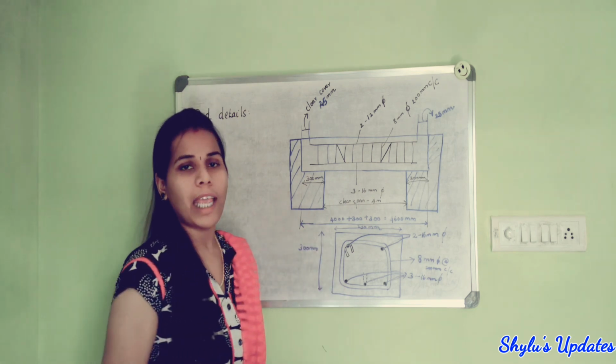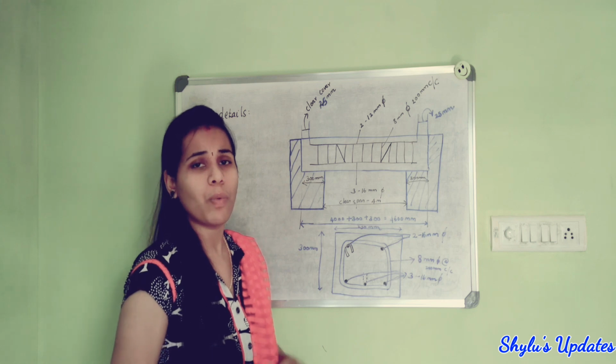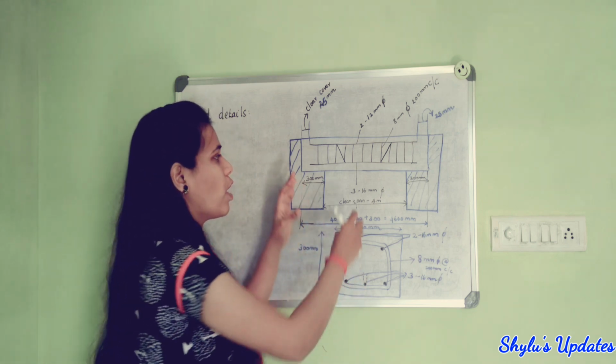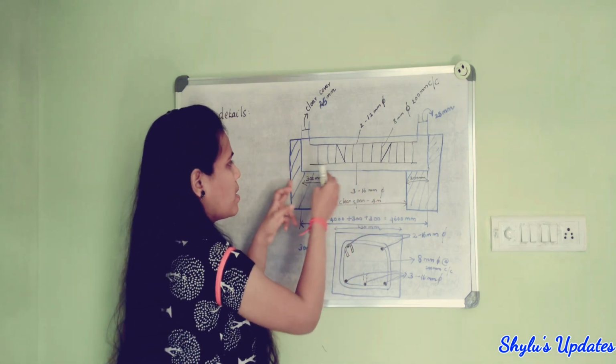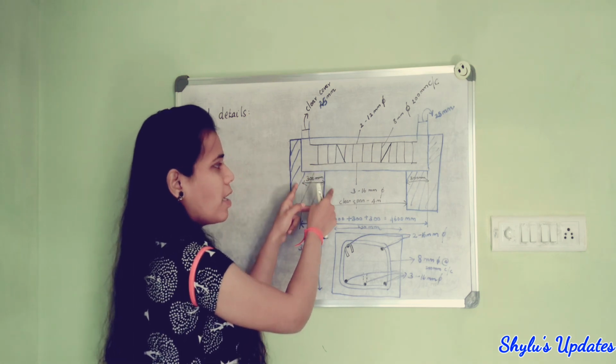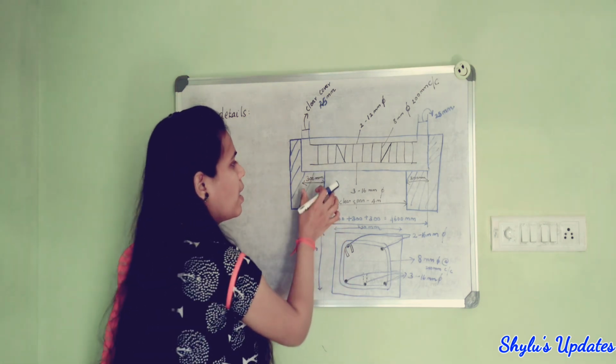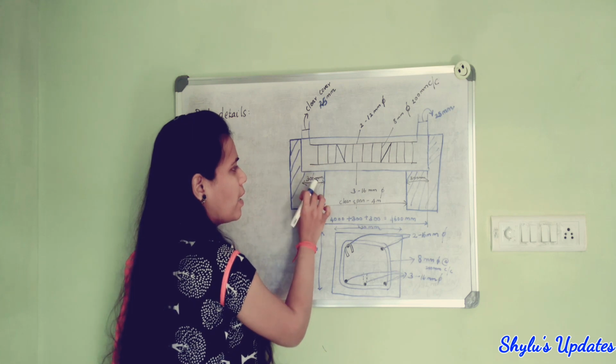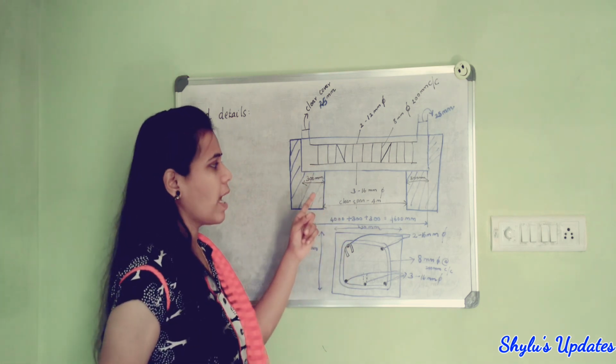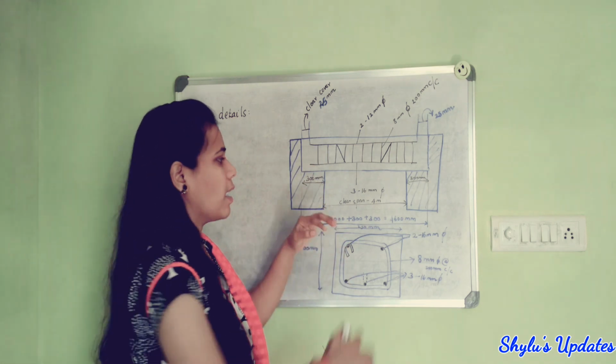And bearing on walls, I have explained to you. What is meant by bearing on walls? It is the distance for which the beam is inside the wall. So here, this beam is inside the wall at a distance of 300 mm. So that is the bearing on walls.